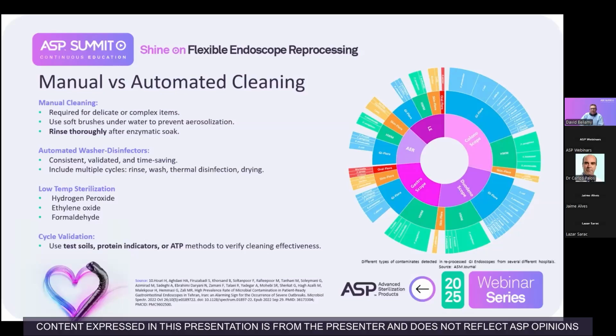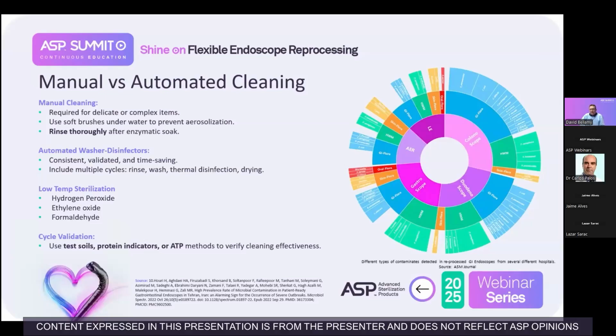So now looking a bit at washer disinfectors, as these are increasingly being utilised. This is what forms ISO 15883-4, and that is for how automatic washer disinfectors for endoscopes should perform as well. So these machines provide validated, reproducible and time-efficient processes, which typically include pre-rinse, detergent wash, thermal disinfection, and they're starting to include a drying phase.